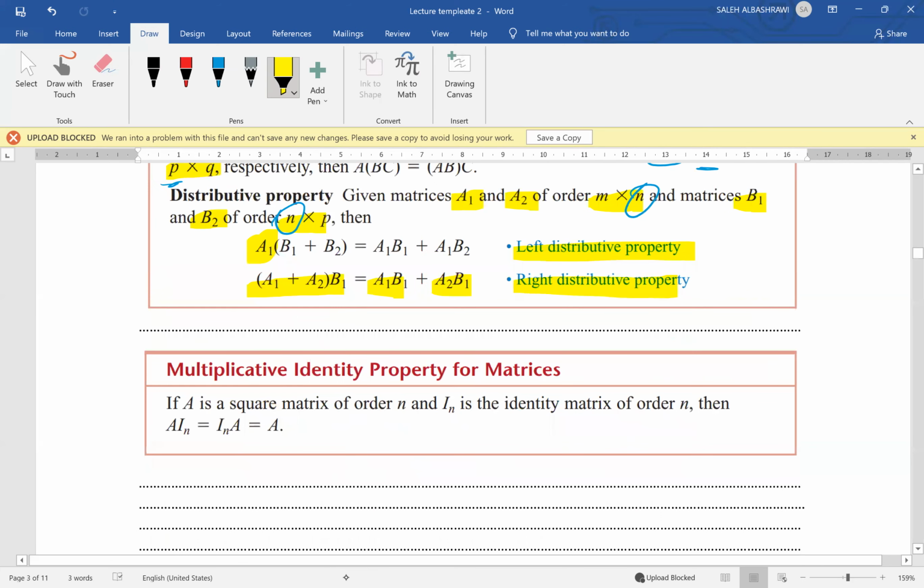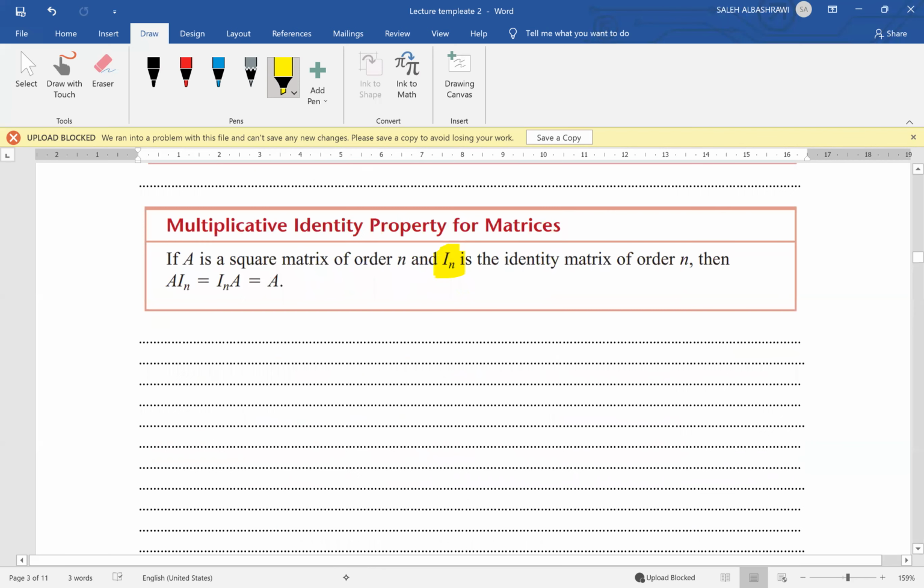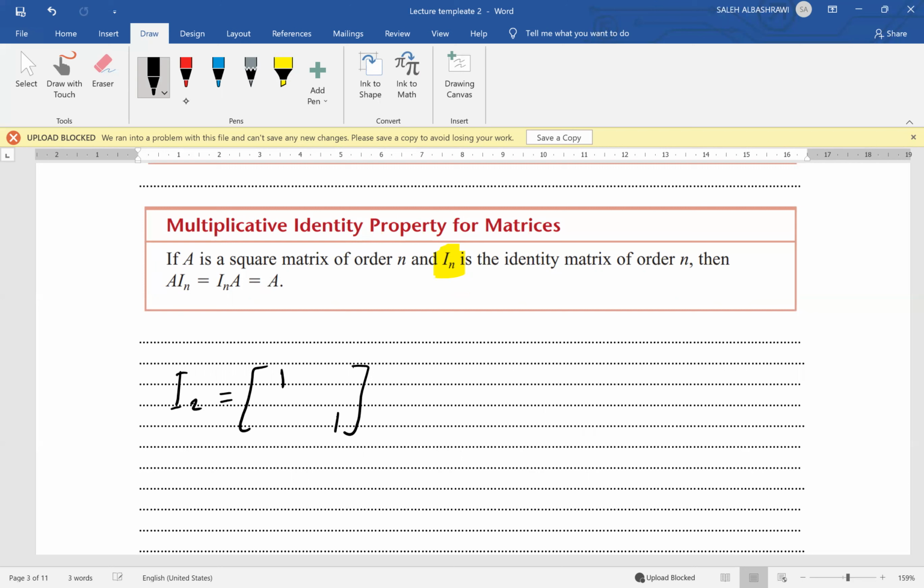And the last property will be the identity property. If A is a square matrix of order n and In is the identity matrix. Suppose that I have I2. It means I have 2 rows and 2 columns. We have 1 in the main diagonal and 0 everywhere else. This is the identity matrix of size 2 by 2. And I3 is 3 by 3.